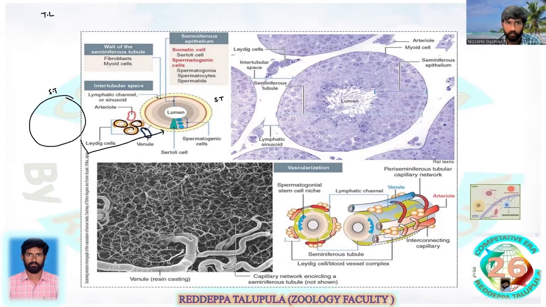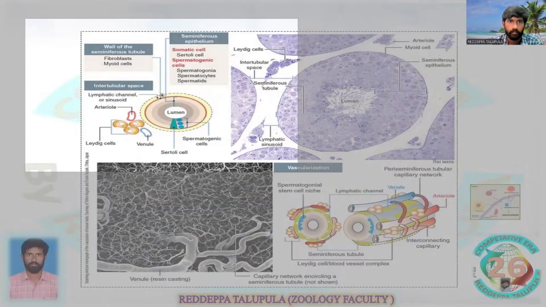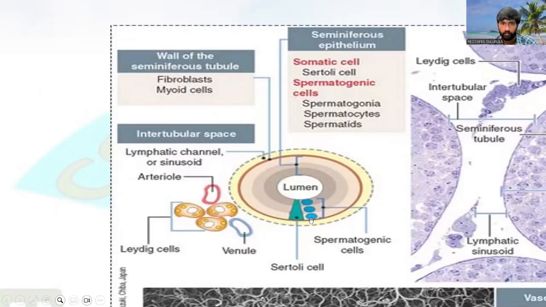And it is the venule which carries the deoxygenated blood. And it is the arteriole which delivers the nutrient-rich blood, that means oxygenated blood. And it is one seminiferous tubule. If you talk specially about this seminiferous tubule, I will enlarge it. See, this is the seminiferous tubule. Here to here, whatever the space, it is the space which contains the lymphatic channels or sinusoids. Lymphatic sinusoids will be present. And it is the wall of the seminiferous tubules which is made of fibroblasts and myoid cells.